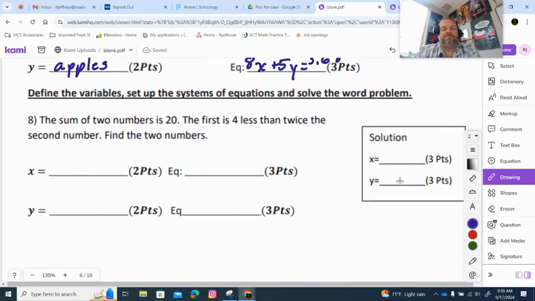All right. The sum of two numbers is 20. The first is 4 less than twice the second number. Find the two numbers. All right. So x is the first number. Y is the second number. Number 8 is going to be something like this, where you can just about bet that your x is going to be the first number, the y is going to be the second number.